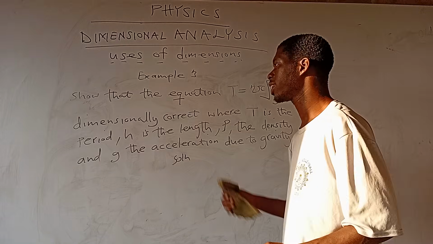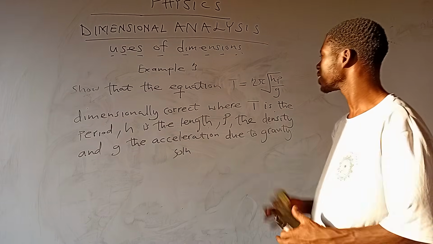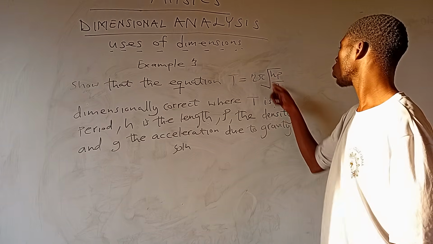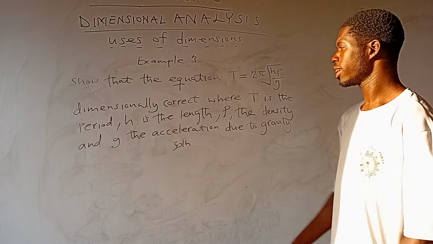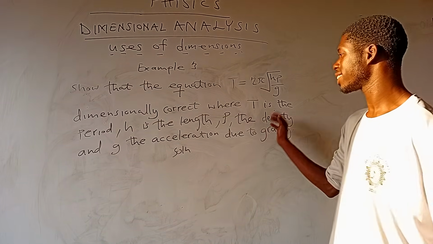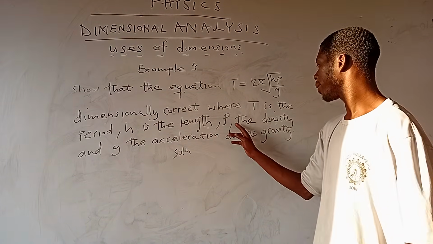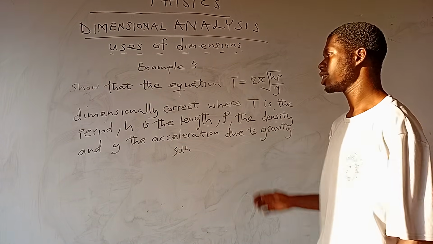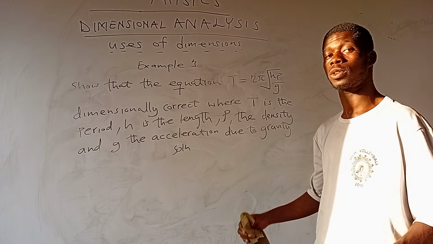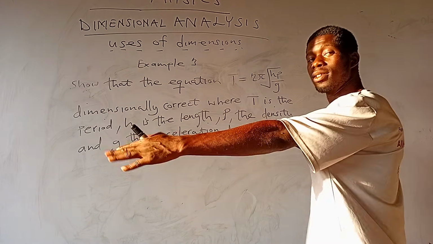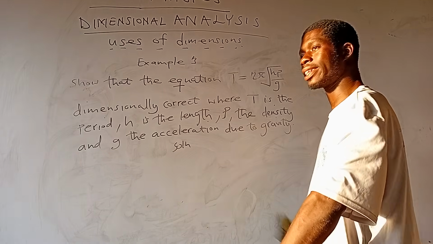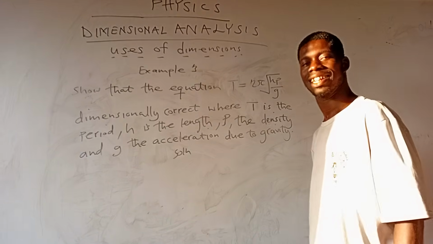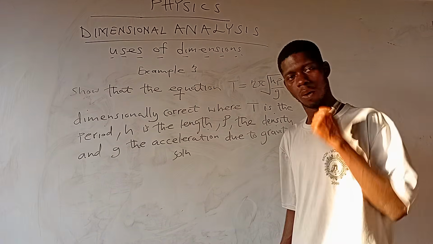Okay, so example 3 says: show that the equation T equal to 2 pi root of hp over g is dimensionally correct, where T is the period, h is the length, p the density, and g the acceleration due to gravity. Dimensionally correct means the dimension of the left hand side is the same as the dimension of the right hand side. If they are the same, then the equation is dimensionally correct as well.